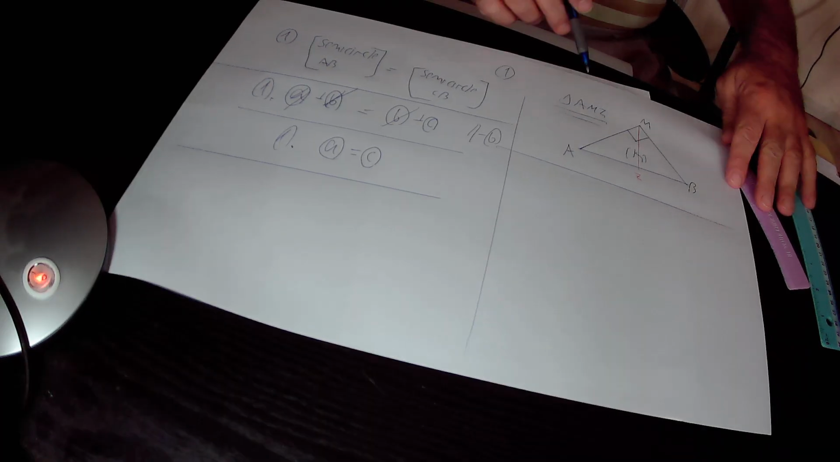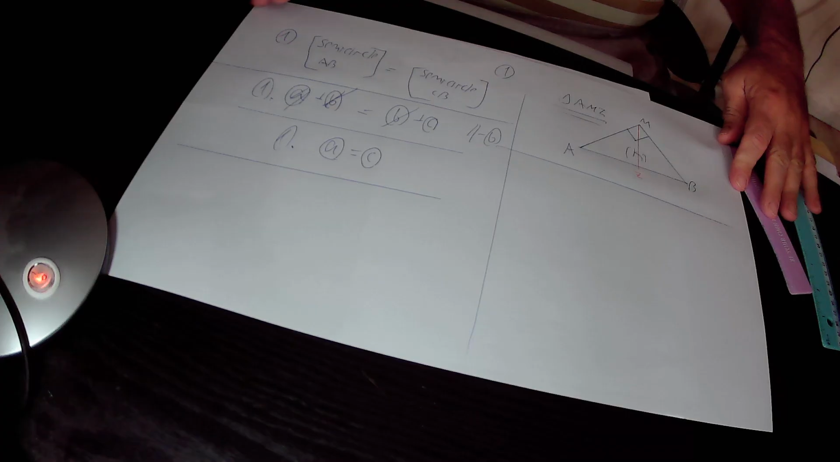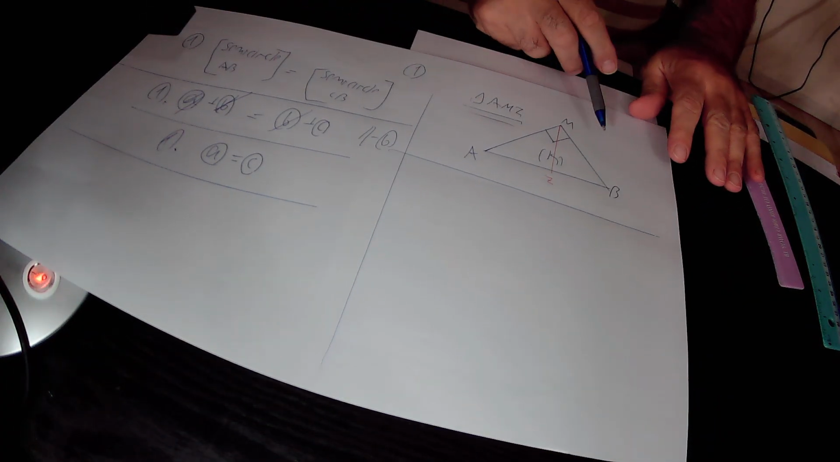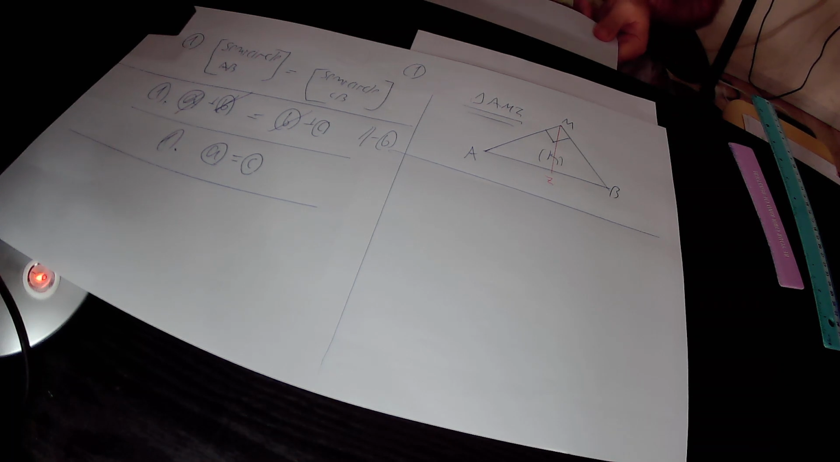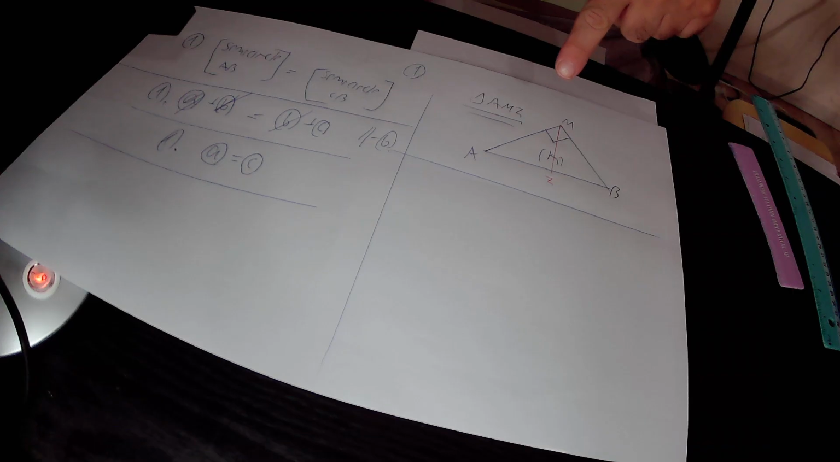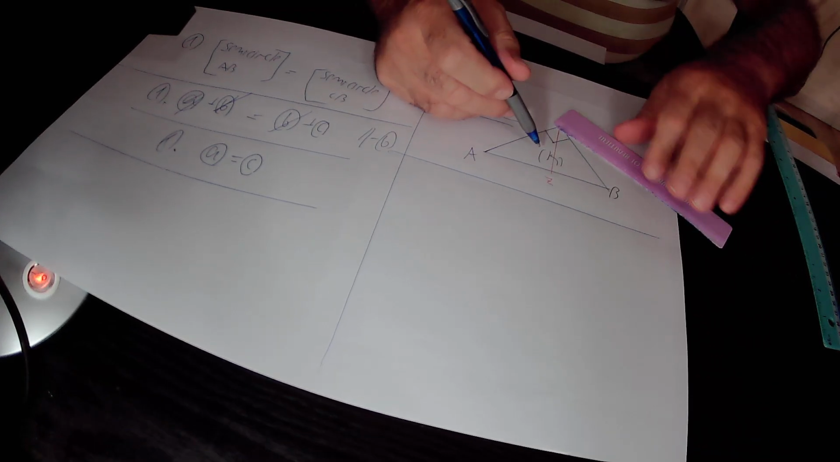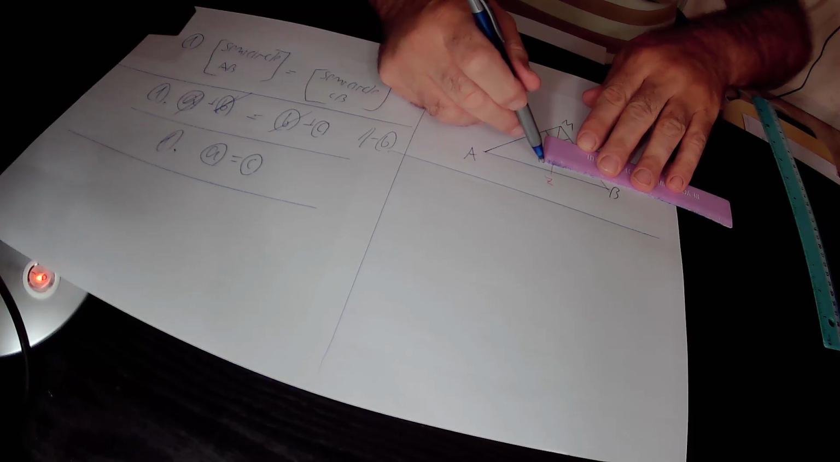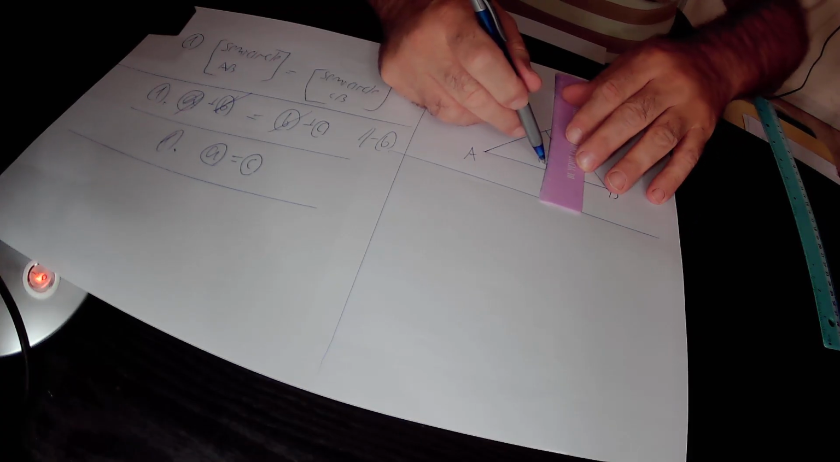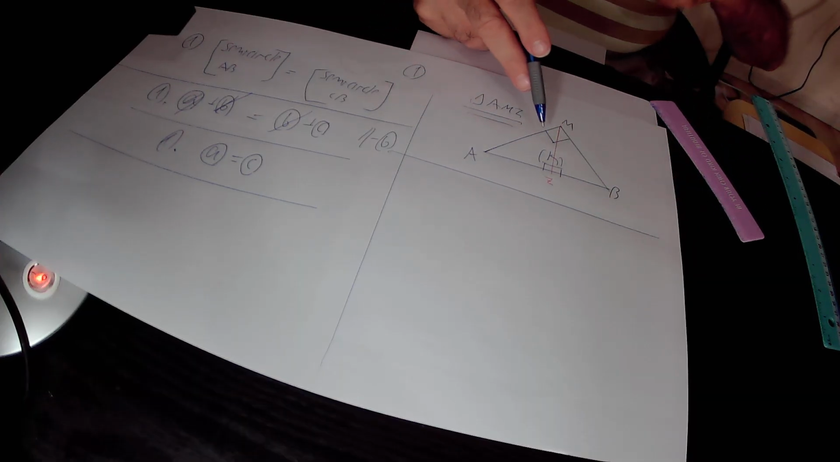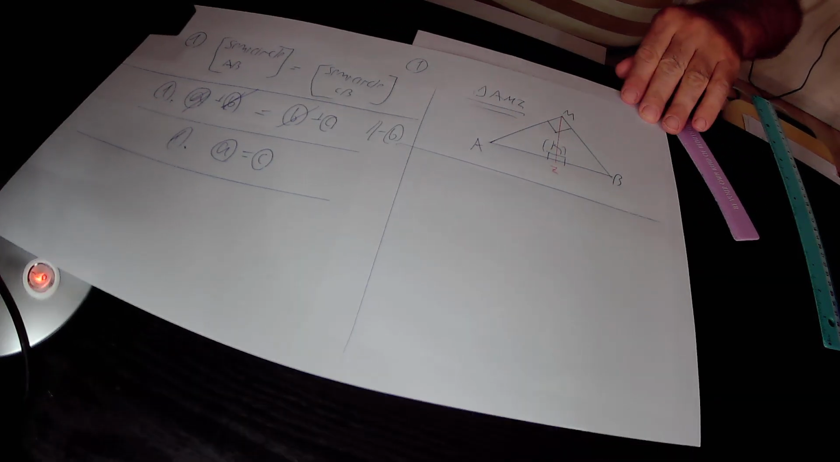So actually, this is the right triangle AMB. This is the right triangle AMB from the original drawing. Repeat again that MZ is the height to the base AB. Because why is it the height? Because it is at 90 degrees with the base AB.